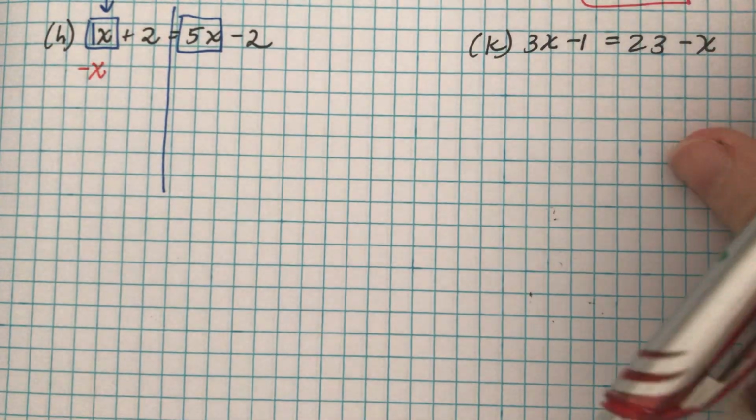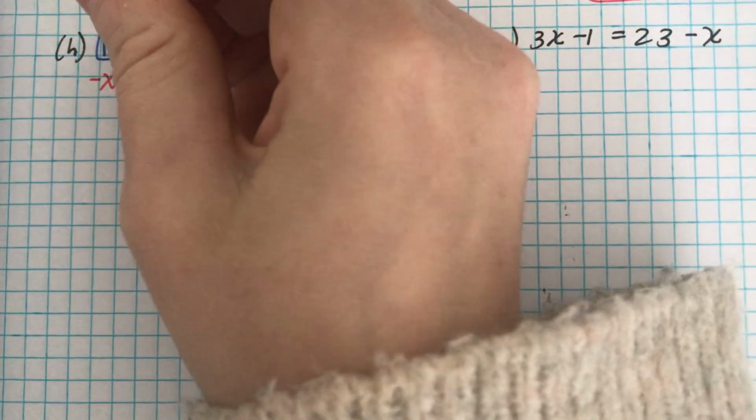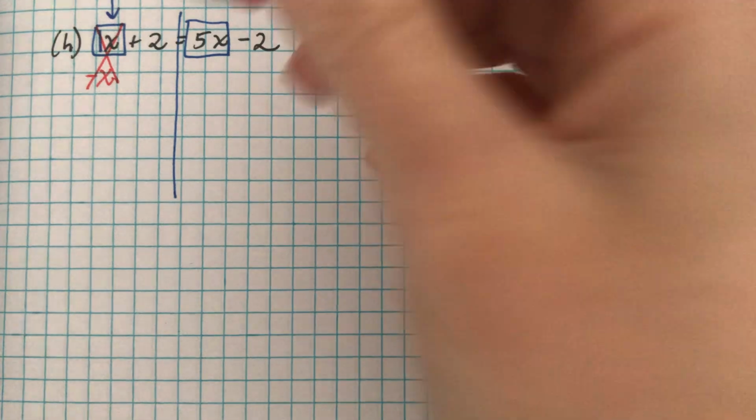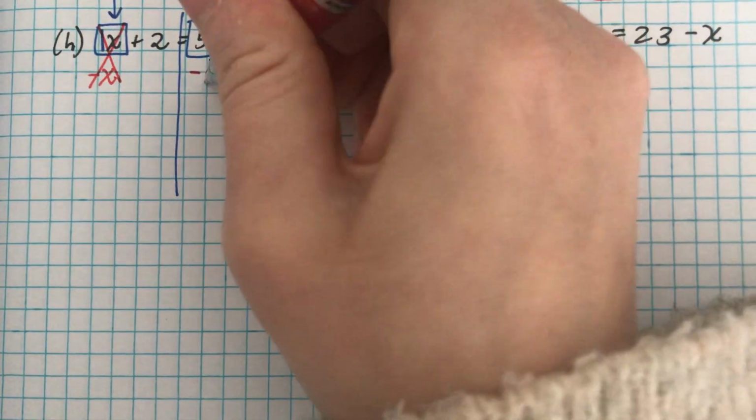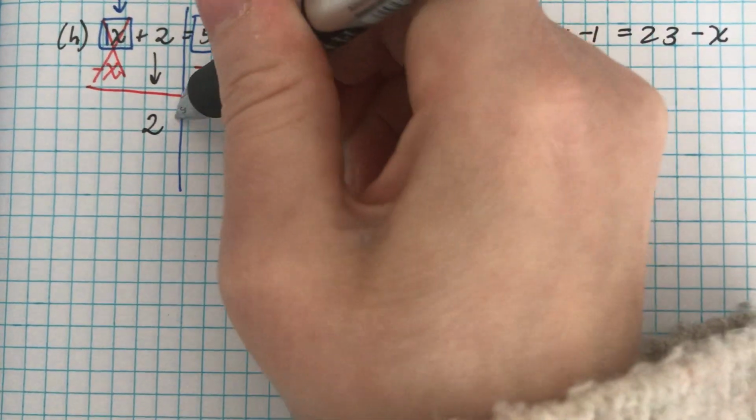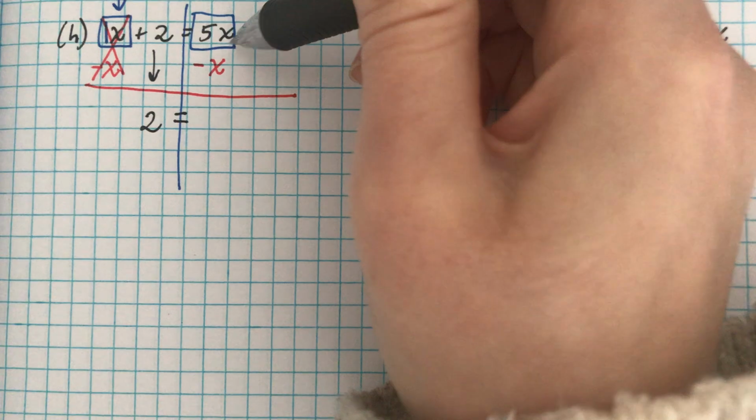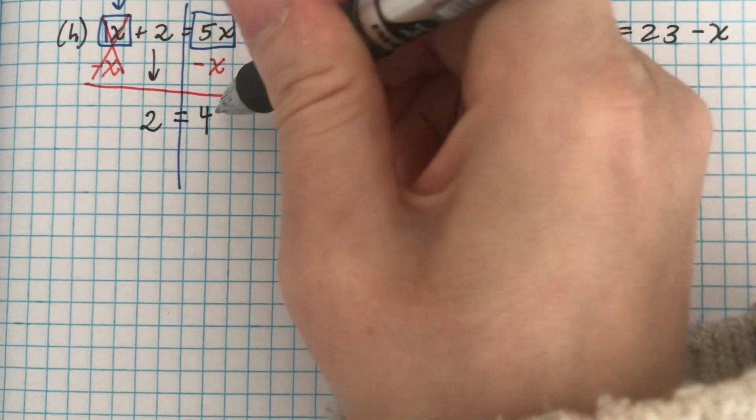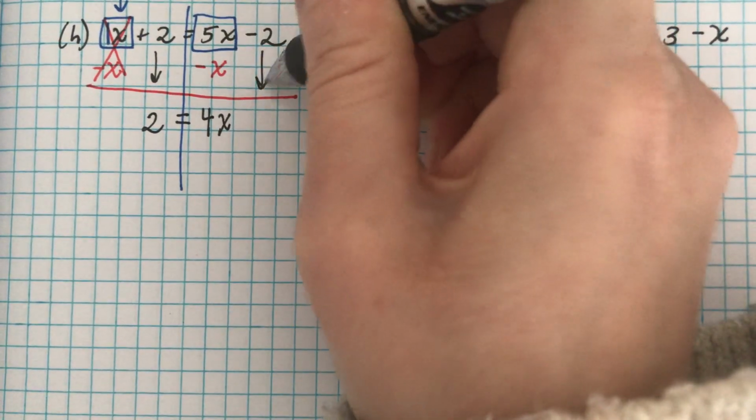You could also think of it as 1x, take away 1x, so that those go away, right? And since I've done that to the left side, I need to now do that to the right hand side. And then we'll bring everything down. So I'm bringing down this plus 2, or just 2, 5x, take away x, we know is 4x, and then bring down this minus 2.